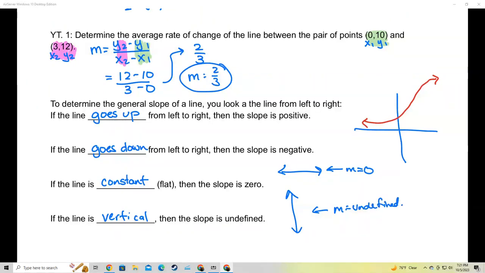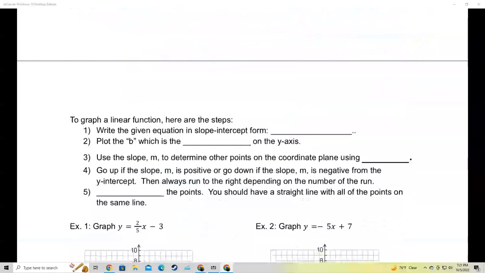Essentially, why it's undefined is because you're literally getting a 0 in the denominator, which means you're dividing by 0, and that is something you absolutely cannot do in mathematics. So that's why we say that slope is undefined. All right, let's go ahead and jump to the next page.